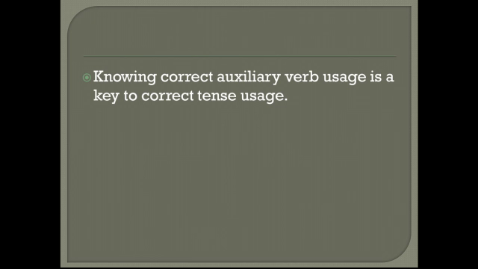In general, forms in English that require an auxiliary, other than the forms that use the verb haber, don't require auxiliaries in Spanish. So remember, knowing correct auxiliary verb usage is a key to correct tense usage. Bye.